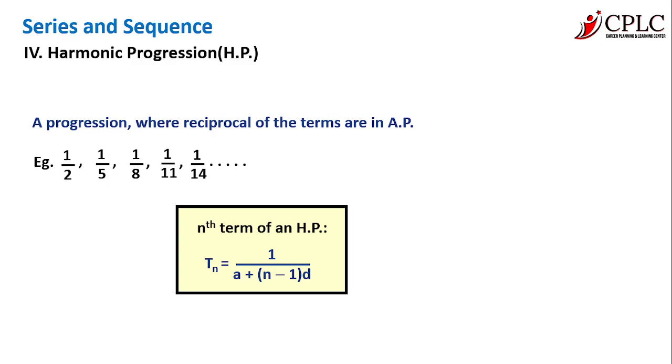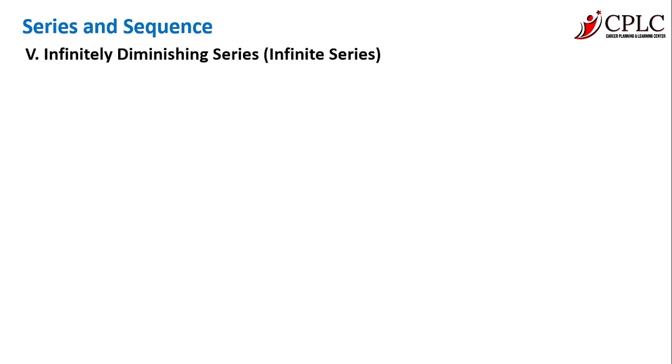So these three, AP, GP, HP, come under the category of finite series. The logic is very simple because each of these three series has a formula for the nth term. You can calculate any term that you wish to calculate, and that's the whole aspect behind it. Now, moving on, let's talk about another series, the infinitely diminishing series, which is an infinite series.